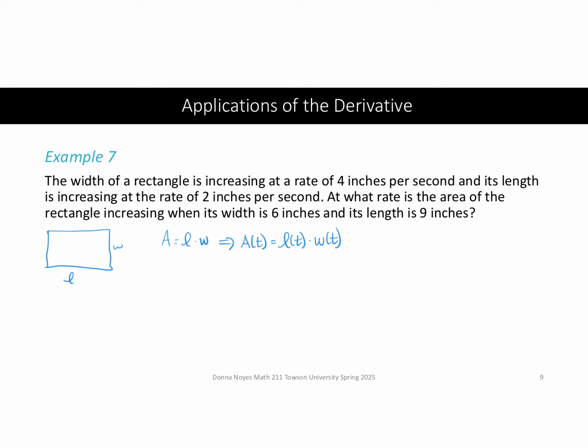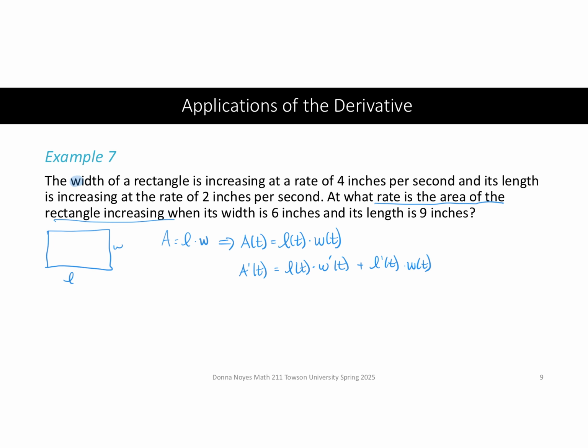So it says, at what rate is the area increasing? So that is A prime of t. And so we would have to do L of t times W prime of t plus L prime of t times W of t. And this is where we have to now go figure out where those are in our problem. So let's see here.